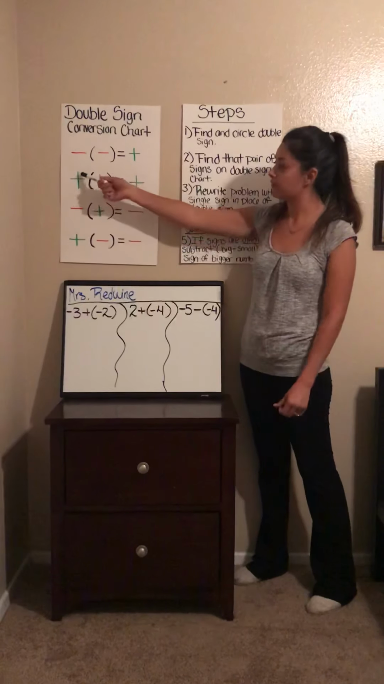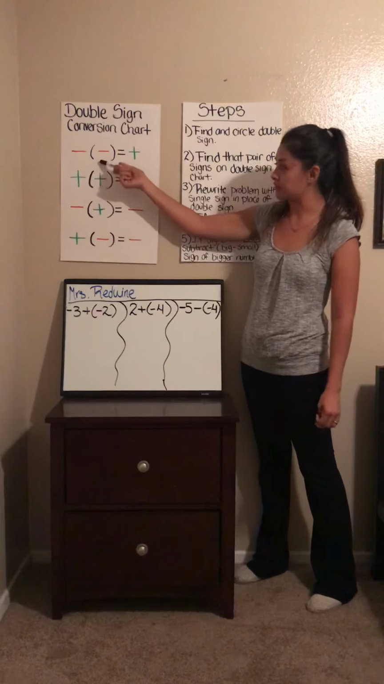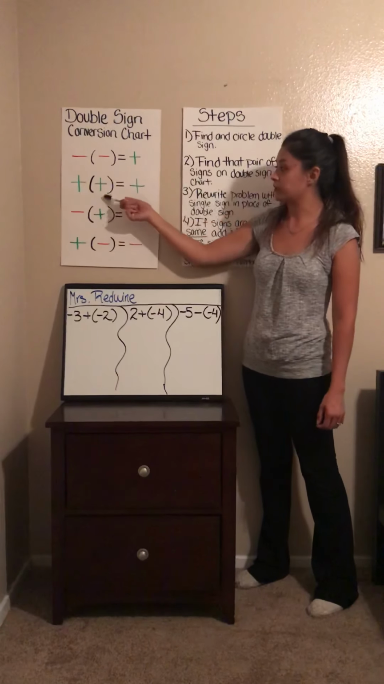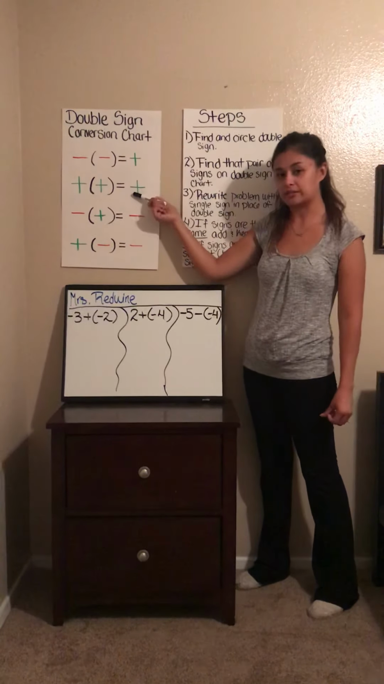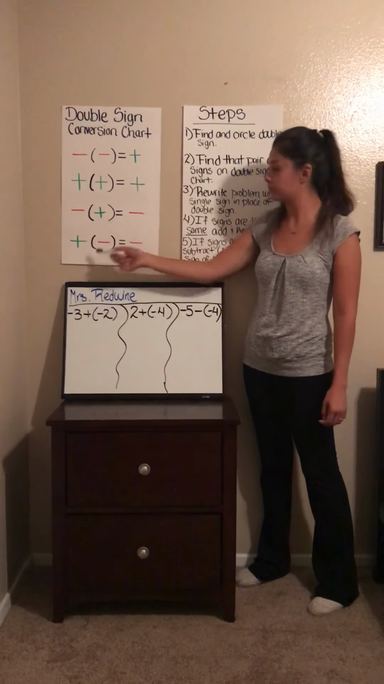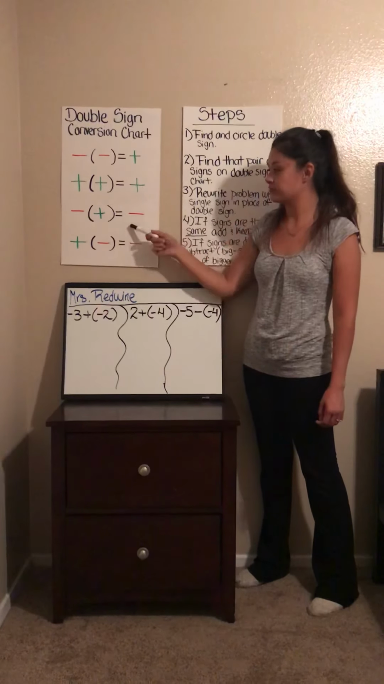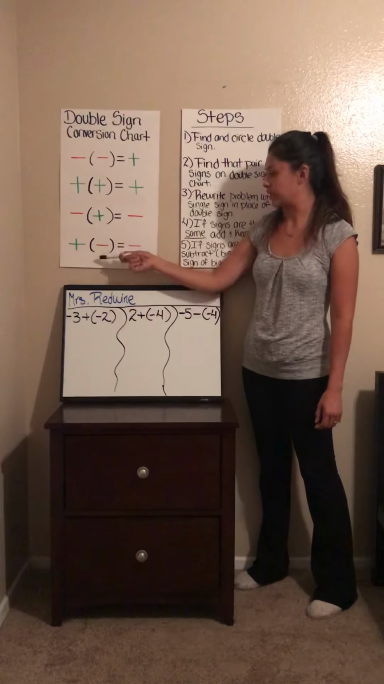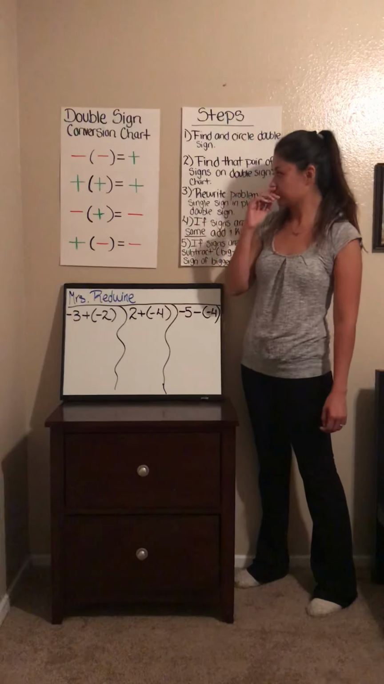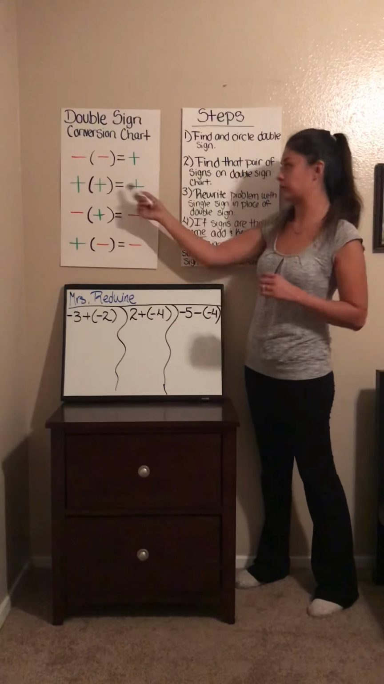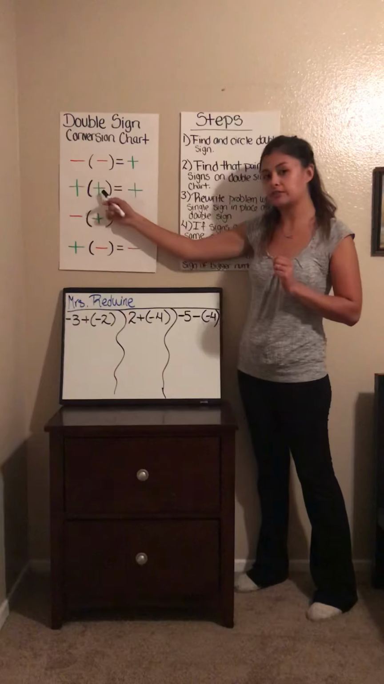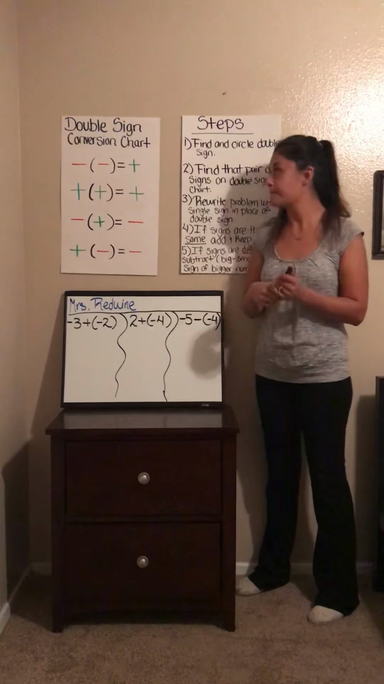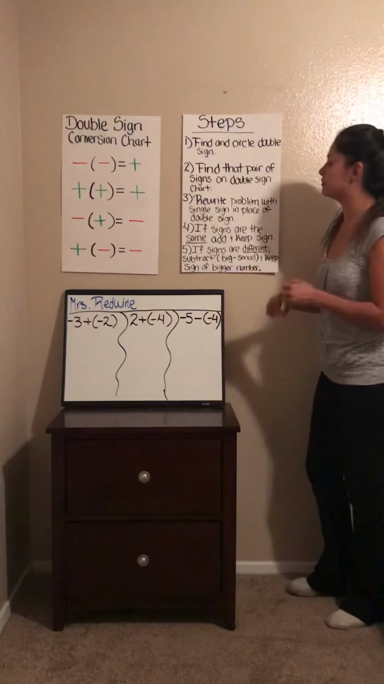Up here, we have our negative and our negative. You could convert that to a positive or a plus sign. We have our positive and our positive. That's going to be converted to a positive plus sign, so that remains the same. Negative, positive, will be a negative, subtracting sign. And positive, negative, same thing, negative. So two negatives will be positive. Two positives will be positive. A positive and a negative will be negative. Okay?